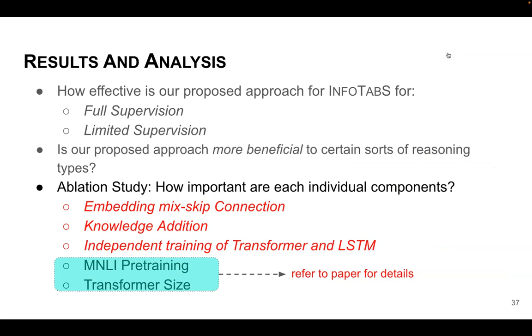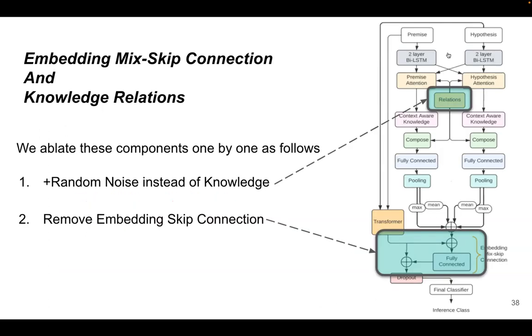Lastly, we look at the ablation study: how important is each of the individual components. First, we look at what happens if we remove the skip connection approach, and also how the relations basically help. To test how important the knowledge relation is, we actually add random noise to the embeddings and see how it performs.